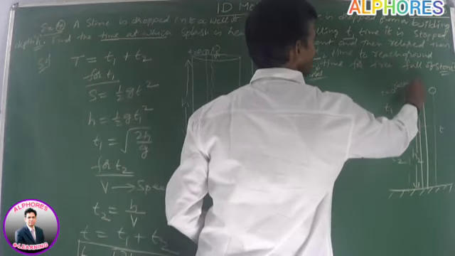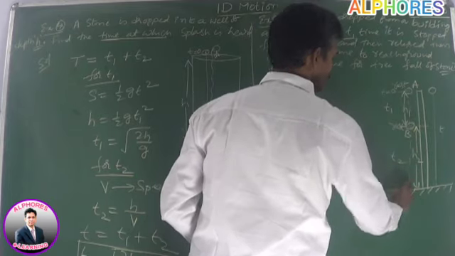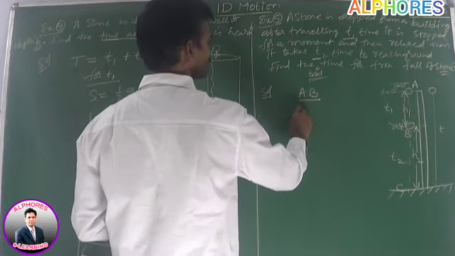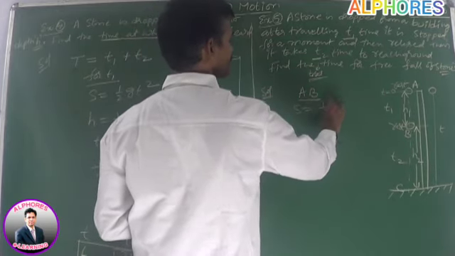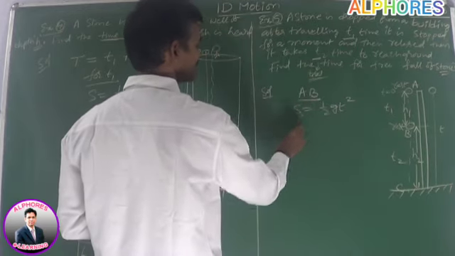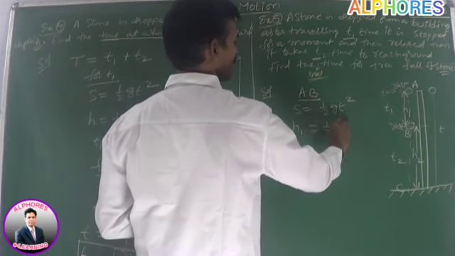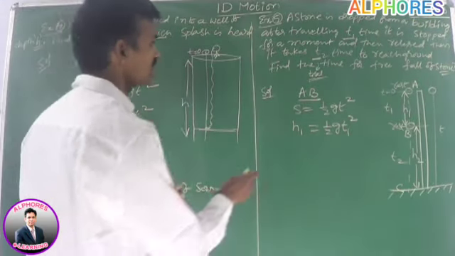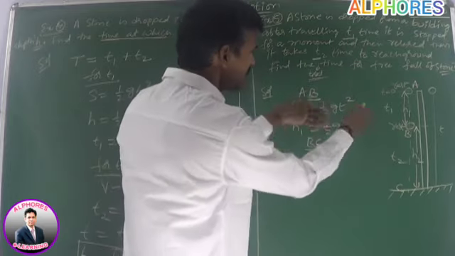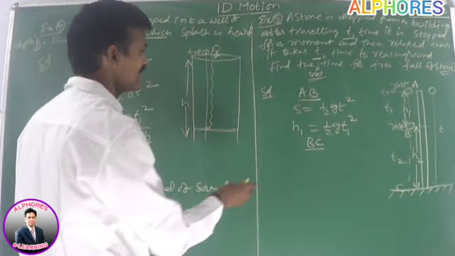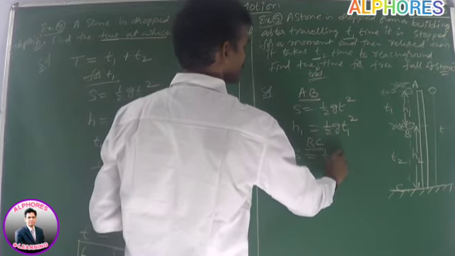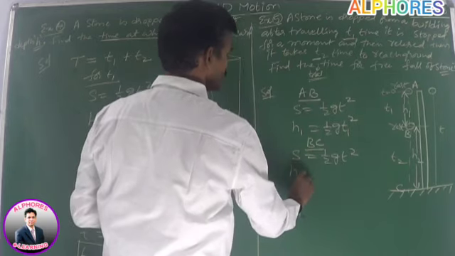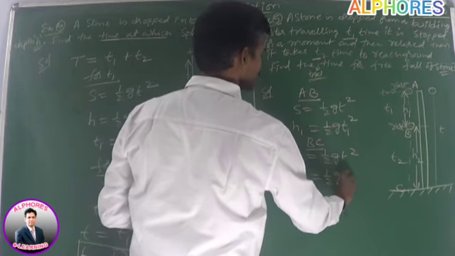Suppose this is A and this is B and the bottom is C. For the AB journey, I am using S is equal to half g t square. It is a freely falling body. As the S is h1, h1 is half g t1 square. Similarly, the BC journey is also a freely falling body case. So you can write this is also half g t square, but here the displacement is h2. So this h2 is half g t2 square.